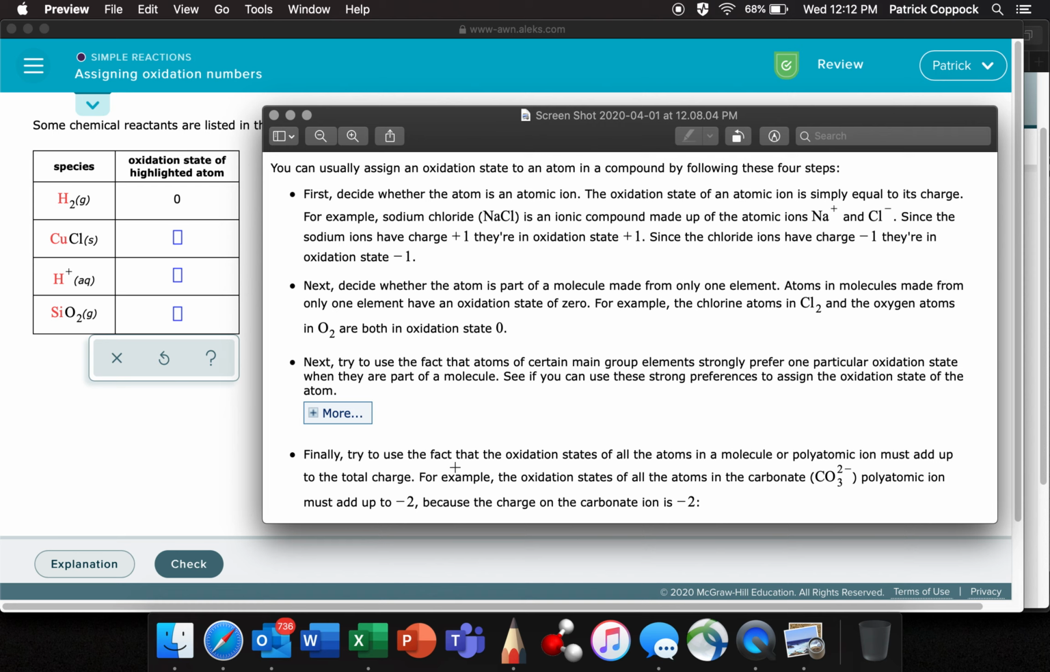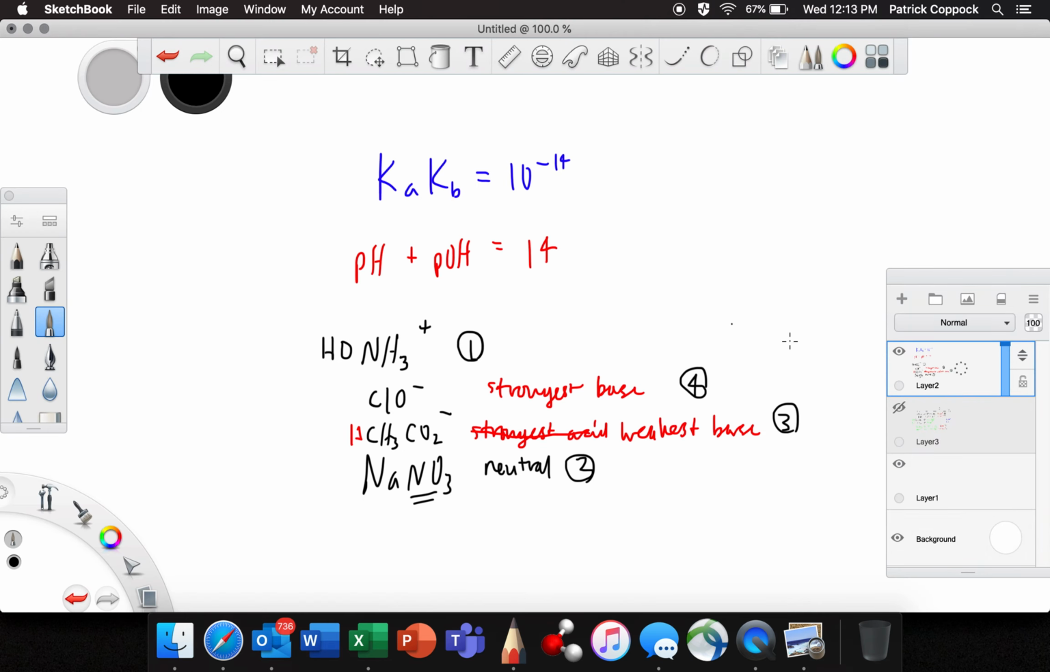Finally, try to use the fact that the oxidation states of all the atoms in a molecule or polyatomic ion must add up to a total charge, right? Well, there's no total charge here. This is copper 1 chloride, and chloride is part of a main group, right? And so what's chloride's oxidation state? It's -1. And if you want more on that, you click on this more, okay? But I'm going to say it's -1 because it's in group 7.